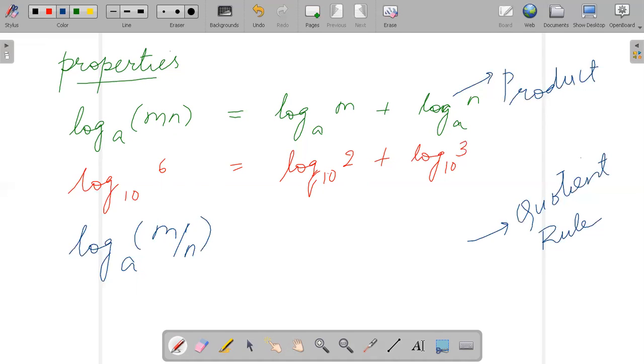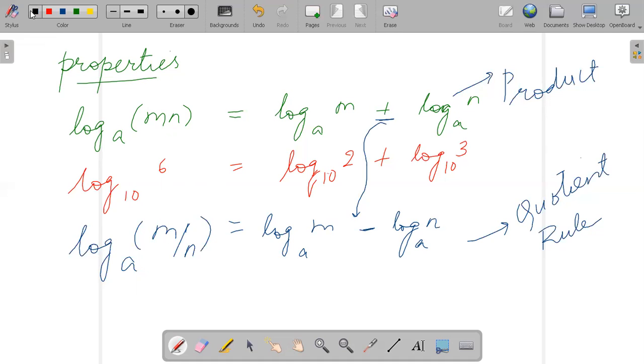So how will I write it down in terms of a quotient? I'm going to say it is log of m to the base a minus log of n to the base a. The only difference is that the plus here will become a minus here. That is the only difference. So we have a product rule, we have a quotient rule, and we can practice a few questions based upon them.